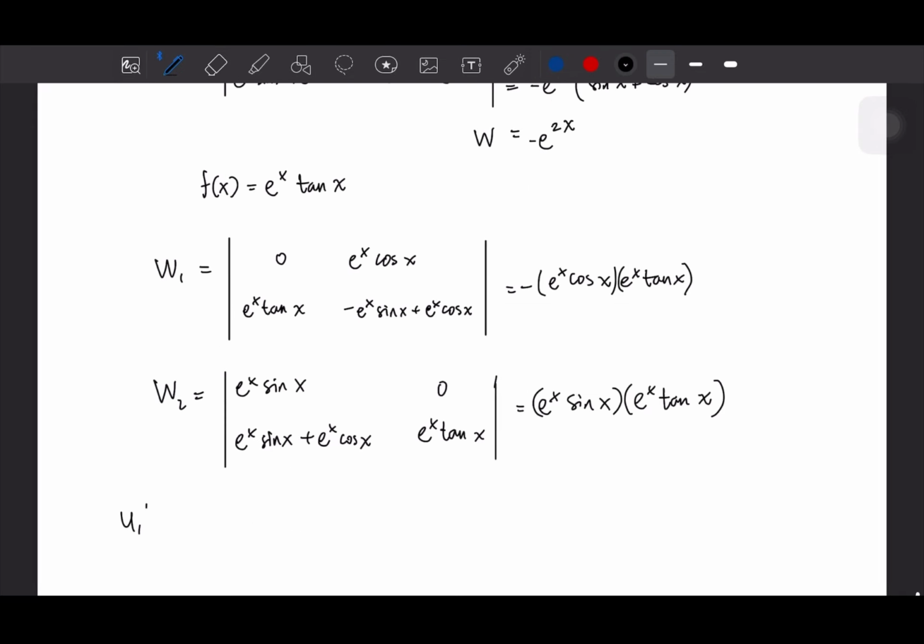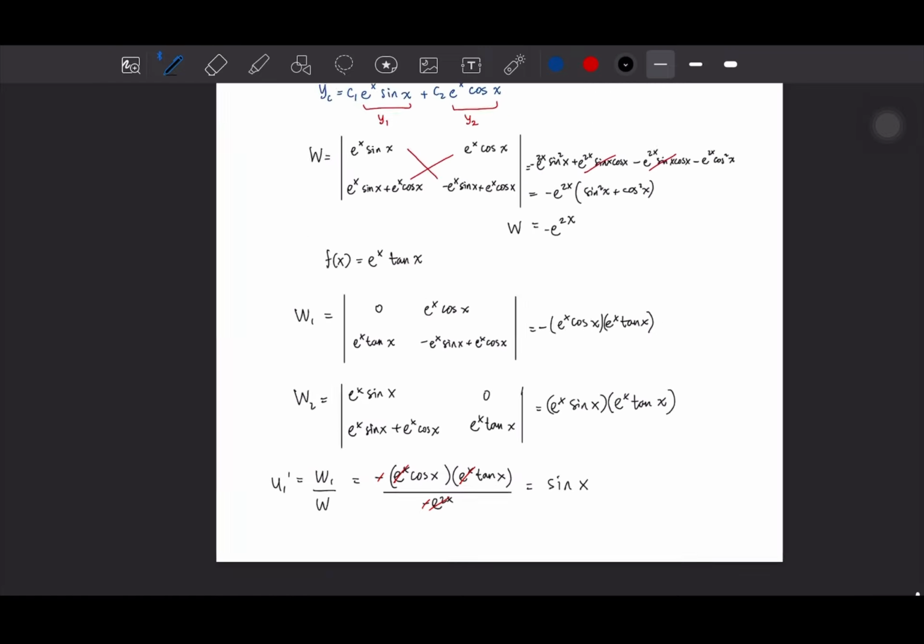And then the u1 prime is W1 over W, the Wronskian. So minus e^x cos x, e^x tan x, like this, divided by negative e^2x. So we can simply say that, yeah, we get the negative cancelled, e^x, and e with power of 2x is also cancelling altogether. So cos x multiplied with tangent is the sine. So it goes to be sin x. Okay.